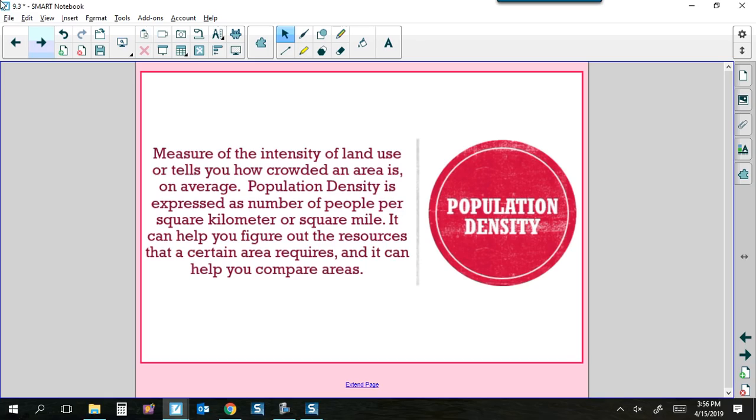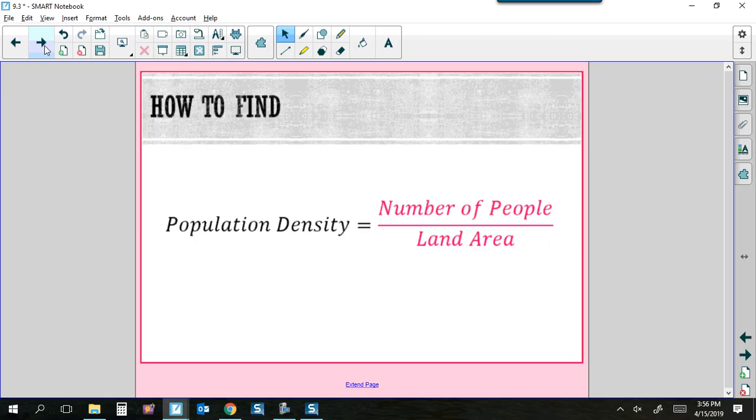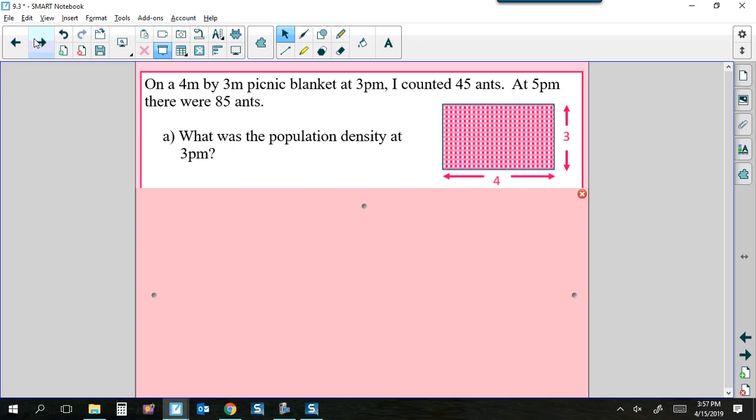I agree. All right. So how do you find it? Well, you take the total number of people and you divide it by the land you're looking at. So if you're looking at, say, Phoenix, you would look at how many square miles Phoenix covers and then how many people live in that area. And then that's going to give you per square mile how many people or how dense Phoenix would be. And that's what we're going to start doing. So we're talking about a picnic blanket.